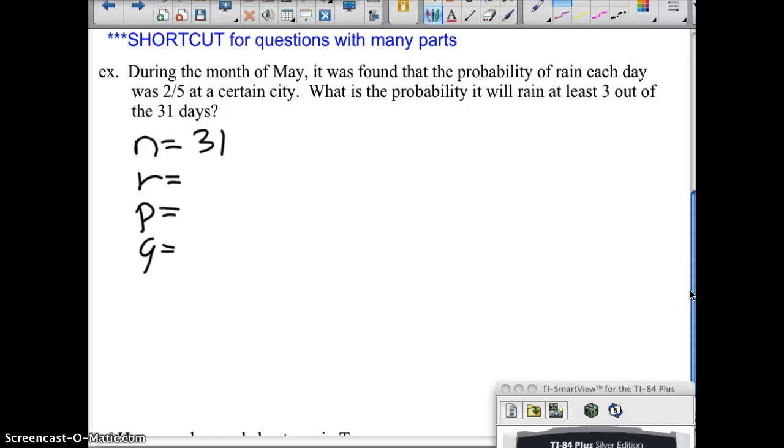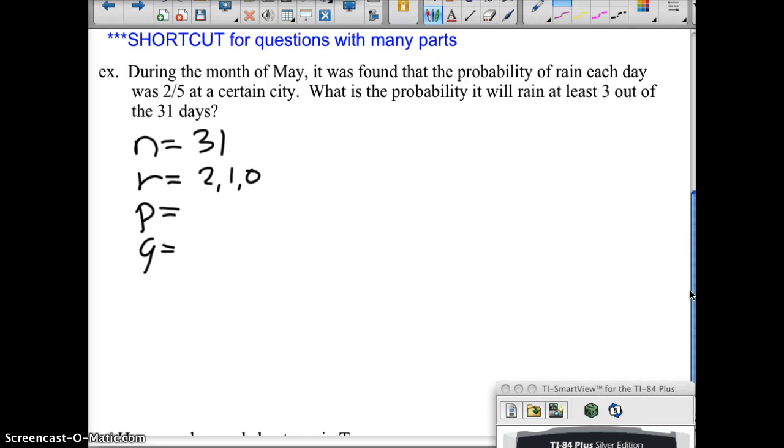So actually, how many days do I want it to not rain? Let's think of it that way. Let's think of the success here as not raining, okay? That means I want it to not rain on 2 days, 1 day, or no days, okay? So if I think of my success as not raining, it's a lot easier.